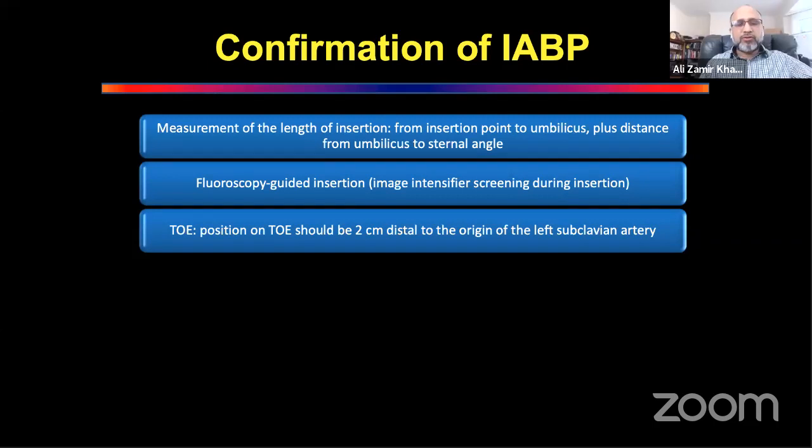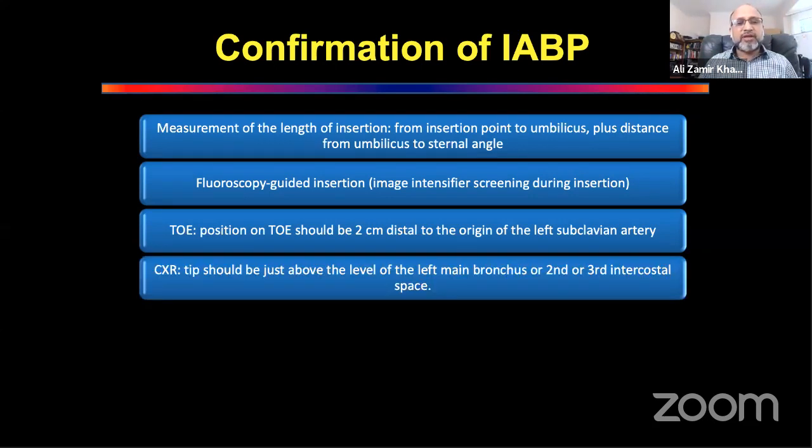Yeah, absolutely. So if it comes proximal, it can obstruct the flow, and you can get ischemia. Okay, and you can get vertebral ischemia, you can get spinal ischemia, you can get cerebral ischemia. So it's very important to make sure that the positioning is very accurate.